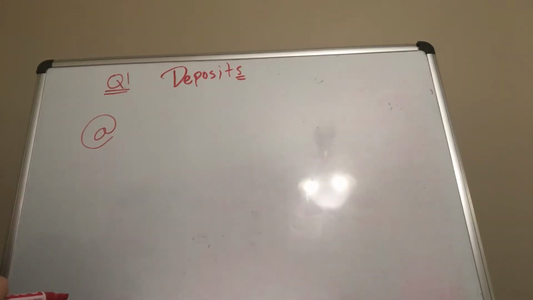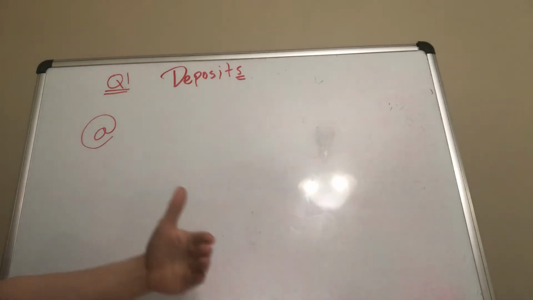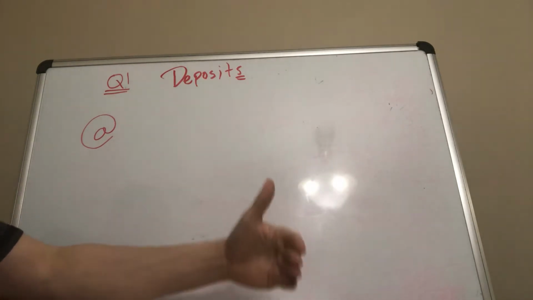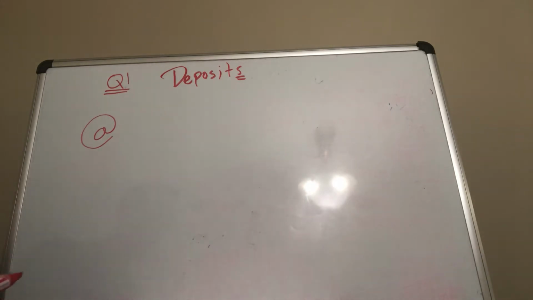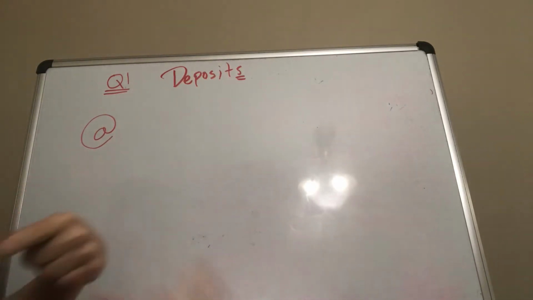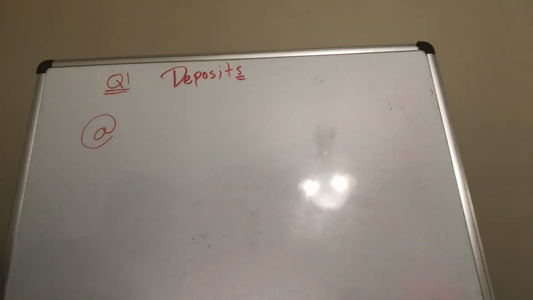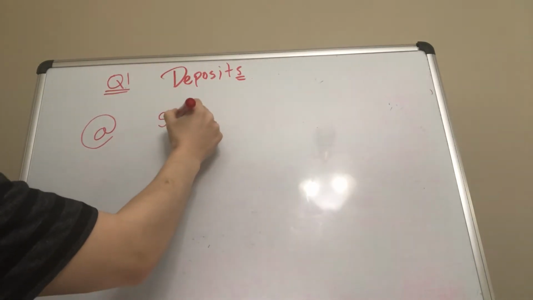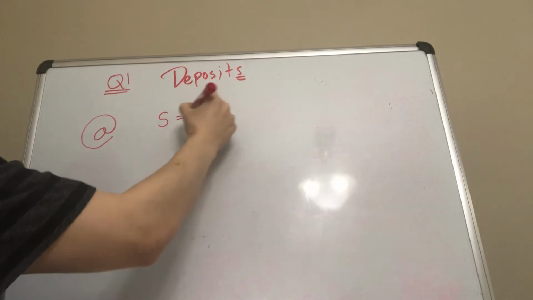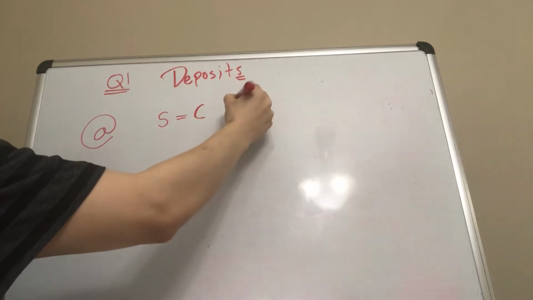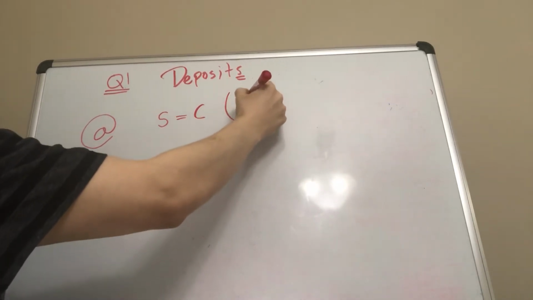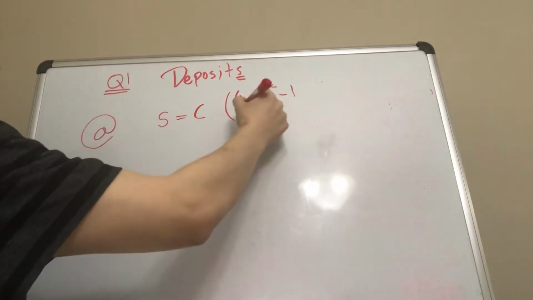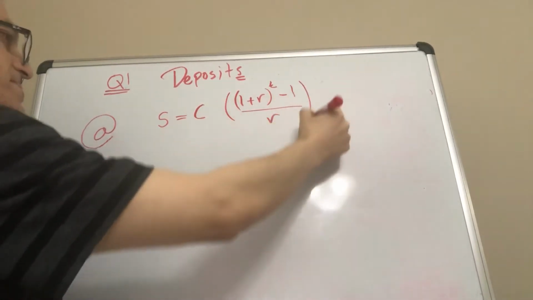Since they want to see how much money she's going to have when she turns 18, they're asking for future value. And since they're making deposits, so multiple entries, we need to use future value annuity. So you go S equals C, (1 plus R) to the T minus 1, over R.